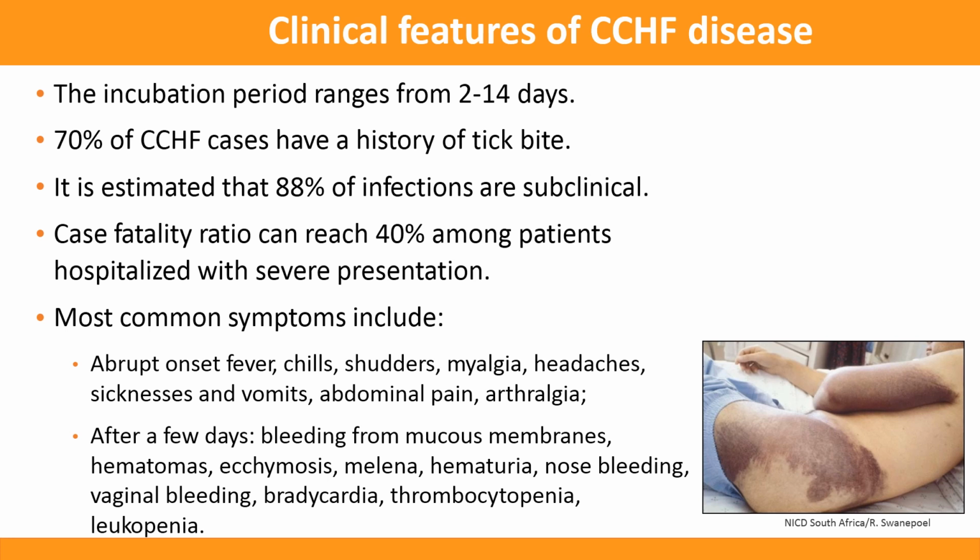The symptoms include abrupt onset of fever, chills, shudders, myalgias, headaches, nausea and vomiting, abdominal pain, arthralgias, and after a few days, bleeding from the mucous membranes, hematomas, ecchymosis, melena, hematuria, nose bleeding, vaginal bleeding, bradycardia, thrombocytopenia, and leukopenia. You see all the manifestations of hemorrhages. Basically, it is the damage to the microvasculature that results in all these signs and symptoms.